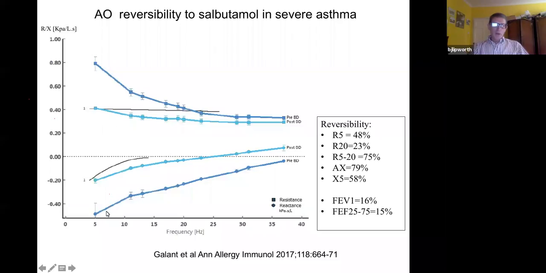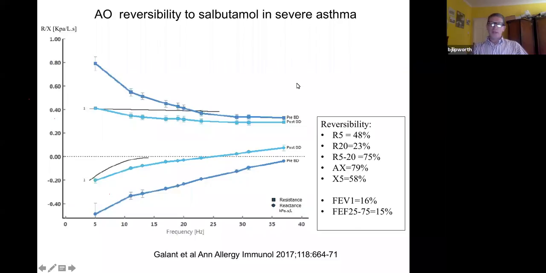Now, if you look at the reactance line, you see the same thing. This is the pre-bronchodilator and this is the post-bronchodilator. So you can see that if you look at, for example, the area under the reactance curve, which is here, this area here, this triangle, is much greater before bronchodilator than it is after bronchodilator. So let's put the scores on the doors.